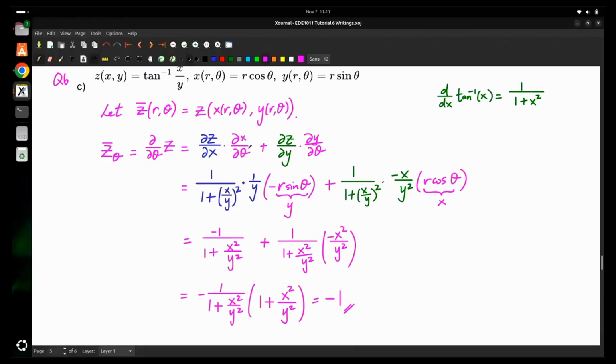Because I'm differentiating with respect to theta here, not r. Because it's del theta. So this one, my fault. So this will be z bar sub theta instead. So indeed, this is minus 1. Okay? So we can do z sub r as well, of course. So this should be z bar sub theta.